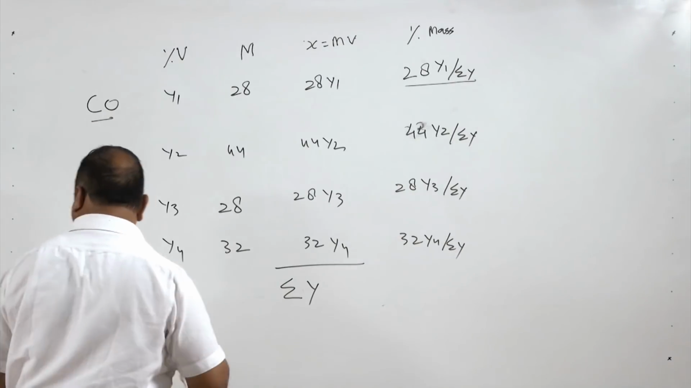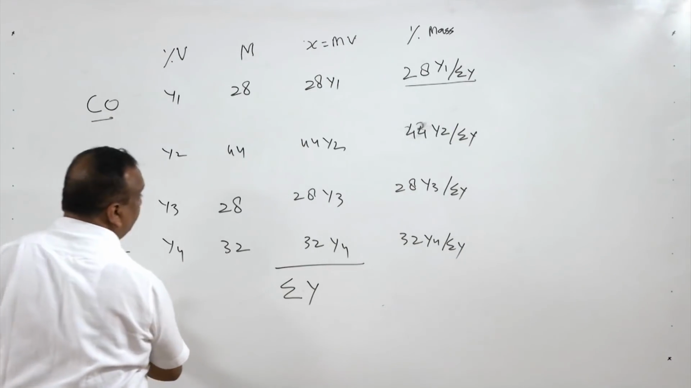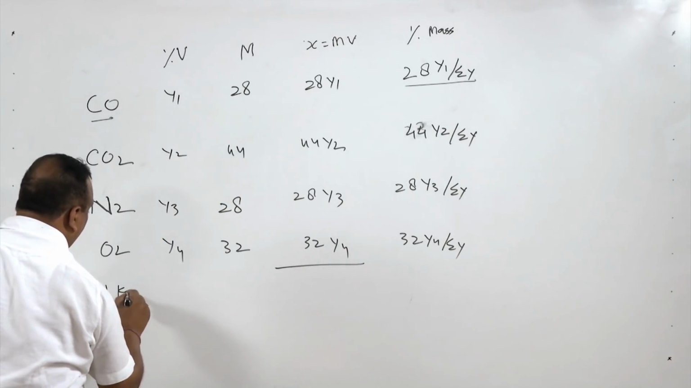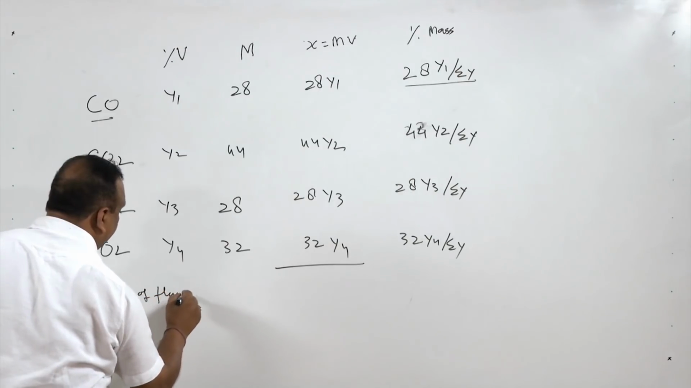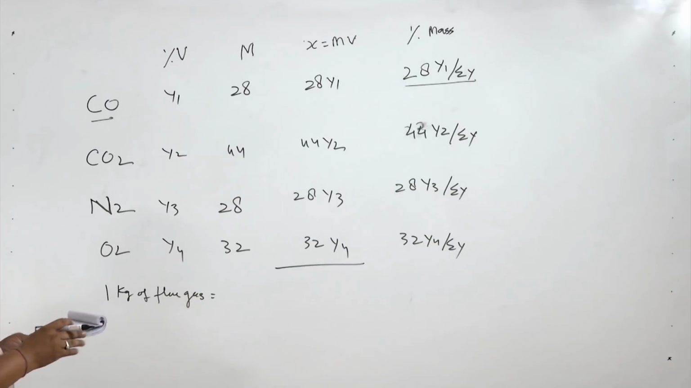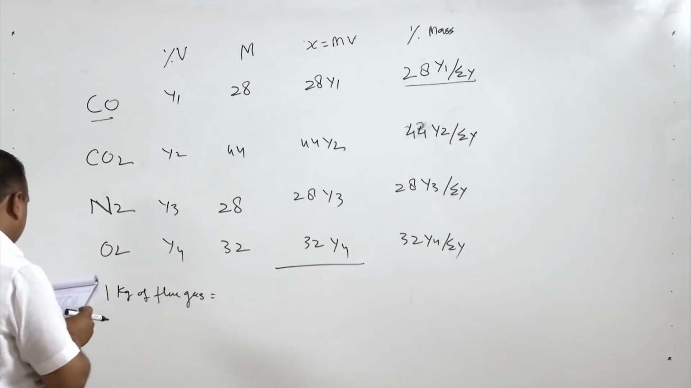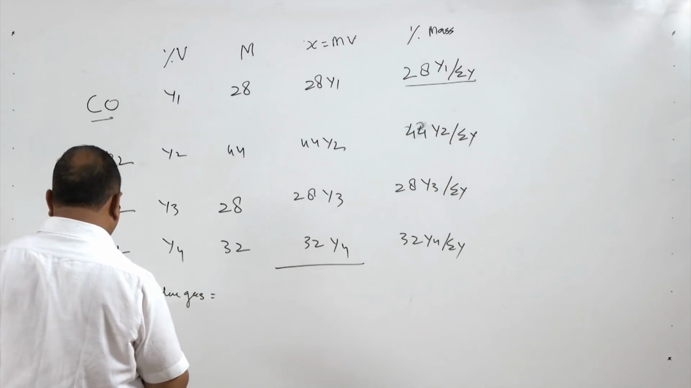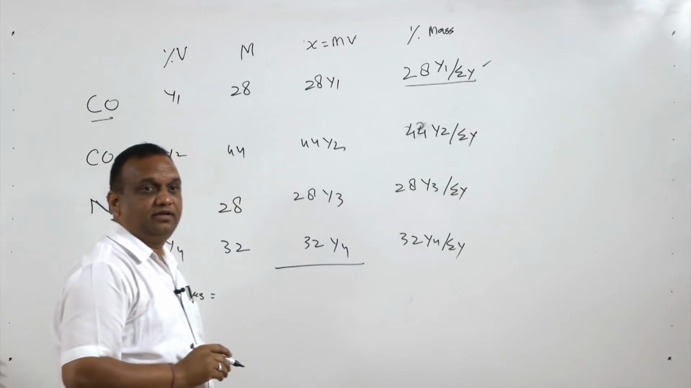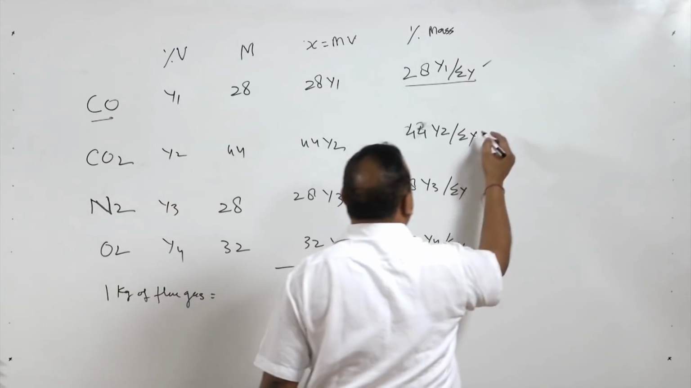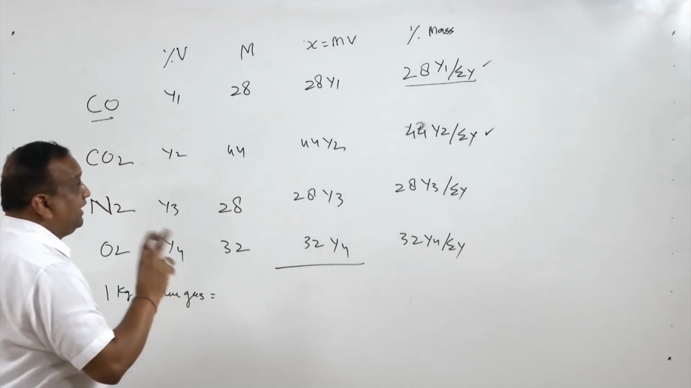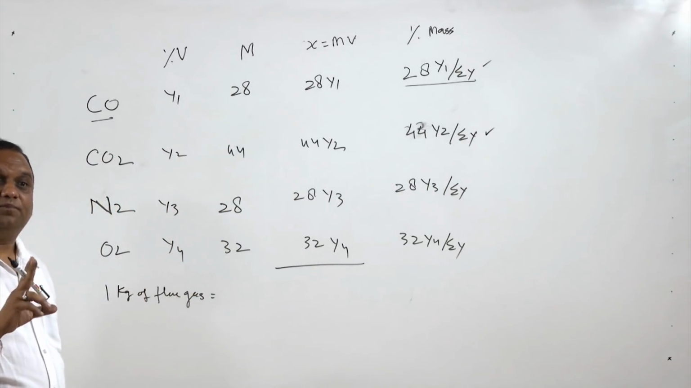Now here, let us take 1 kg of flue gas. 1 kg of flue gas will consist of how much kg of carbon monoxide, that is this one, right, and how much kg of carbon dioxide, this much, right. So carbon per kg of flue gases. Now we have to find carbon per kg of flue gases.